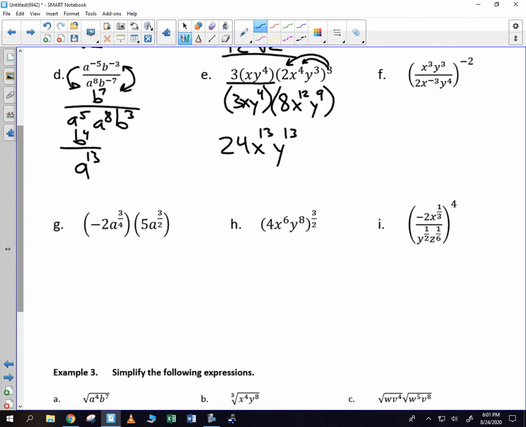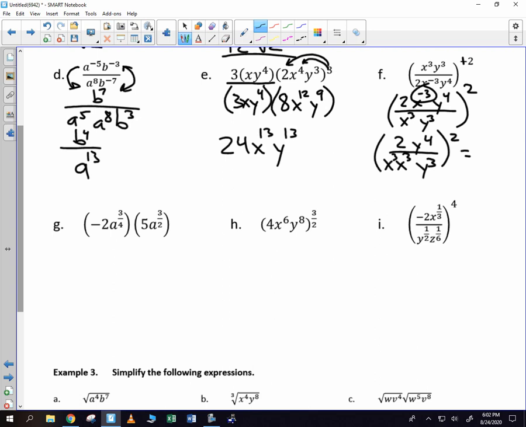Letter F, when we have negative exponents, that creates a big problem. The first thing I like to do is change it to positive, and in order to do that, we have to move everything. 2x to the negative 3rd, y to the 4th on top, and x to the 3rd, y to the 3rd on the bottom. Used up that negative, so it's just squared. Now I'm going to use up the other negative by dropping this below. So I have 2y to the 4th over x cubed, y to the 3rd, squared.